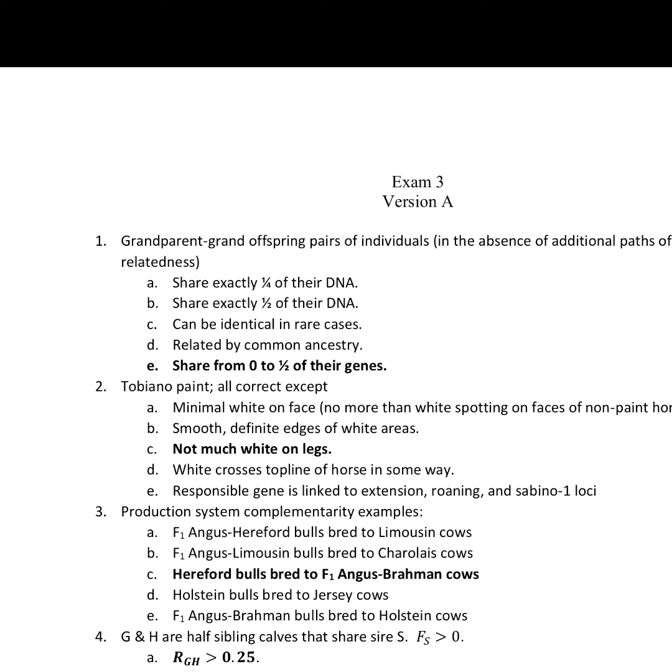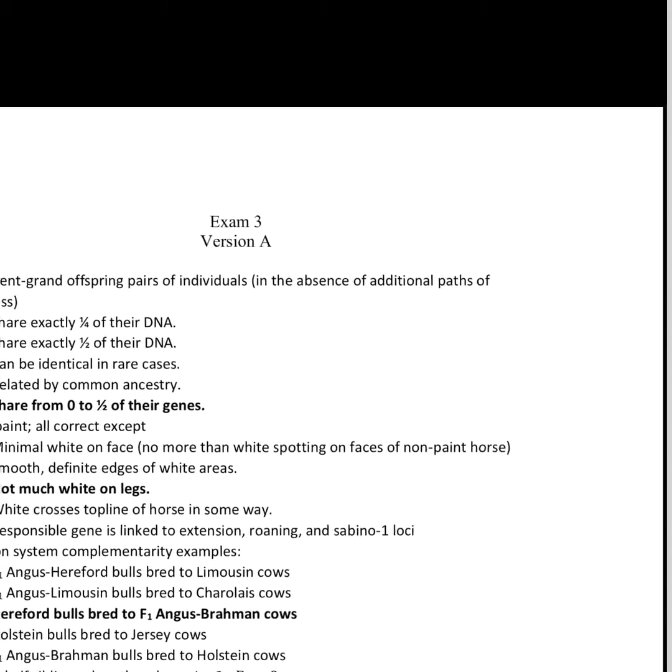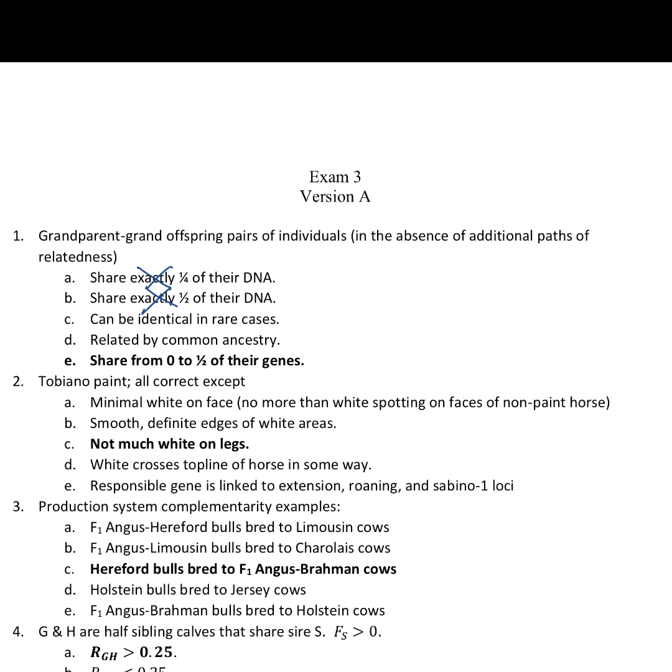So number 1, it's talking about a grandparent and grand-offspring pair of individuals in the absence of additional relatedness, so we're saying that these animals are not inbred. The only time you share the same exact amount of DNA is when it's a parent-offspring relationship, and this is not a parent-offspring relationship. So you can actually cross out these two answers. If we are doing X, Y, Z, this is not an example of common ancestry.